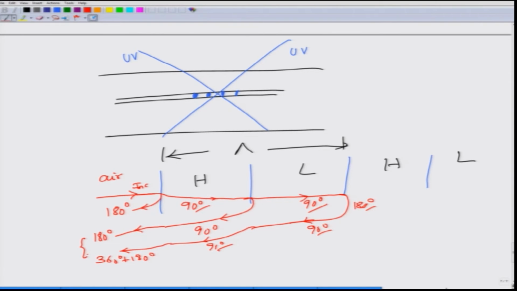Again, the relative phase difference between these two is 2 pi. A 2 pi phase difference is equivalent to 0 phase difference. So, all these three waves are now interfering constructively. You can then imagine that there will be one more wave which will also come back and interfere.